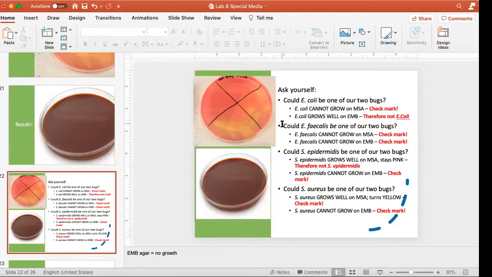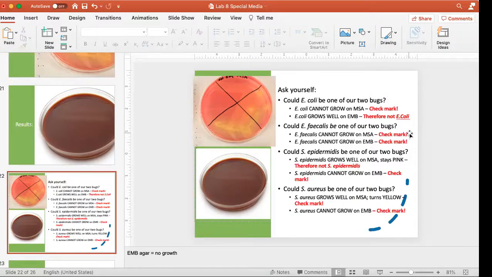Now, let's look at the next one. Remember, the second organism that's a possibility is Enterococcus faecalis. Remember, Enterococcus faecalis is an intestinal organism, but it's gram positive. First things first, do we expect it to grow on MSA? No, right? There's only two things that will grow on MSA, Staphylococcus aureus and Staphylococcus epidermidis. So we don't expect it to grow on MSA.